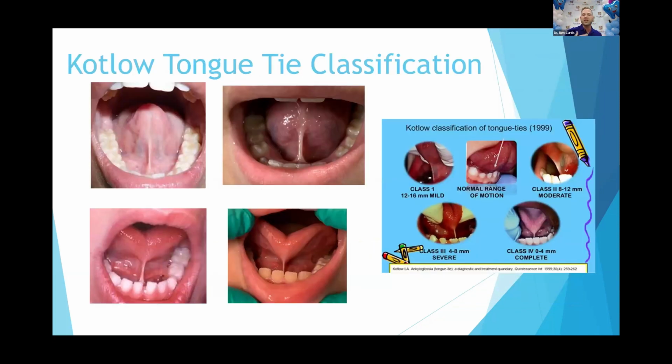We want to document and classify the tongue, and I love to utilize the Kotlow tongue classification. I think it's easy. I think it's simple. There's lots of other classification systems out there, and maybe in 5 years I might use a different one, but I really like this one, and it goes from a 1 to a 2 to a 3 to a 4, where 4 is kind of more severe and a 1 is less. Okay.